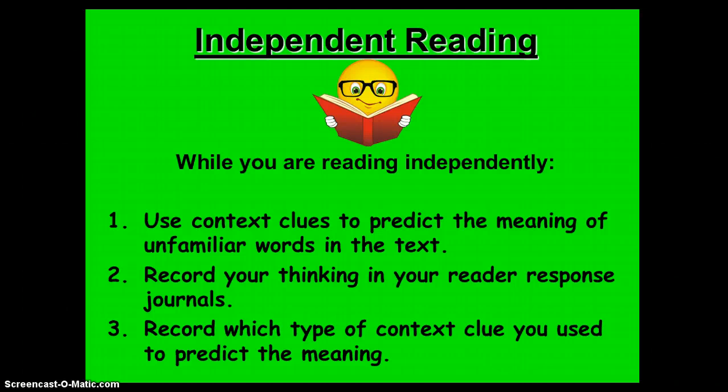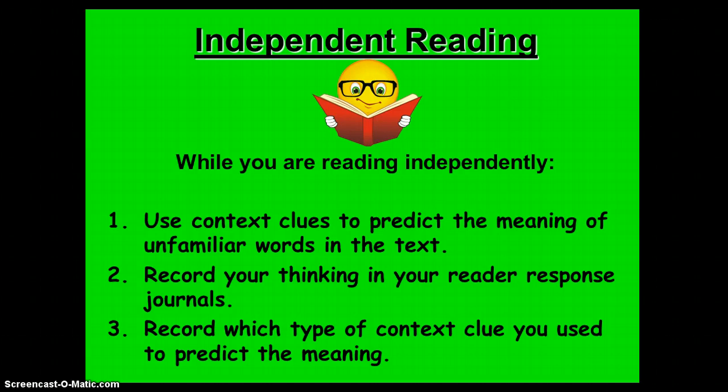The next part of the piece is really the independent practice piece. The students are reading their independent reading books, which they have chosen. They're books that are of interest to them, and they're also books that are at their proper reading level. And so the student's task while reading would be to use context clues to predict the meaning of unknown words, using the 4 different types of context clues we had discussed.